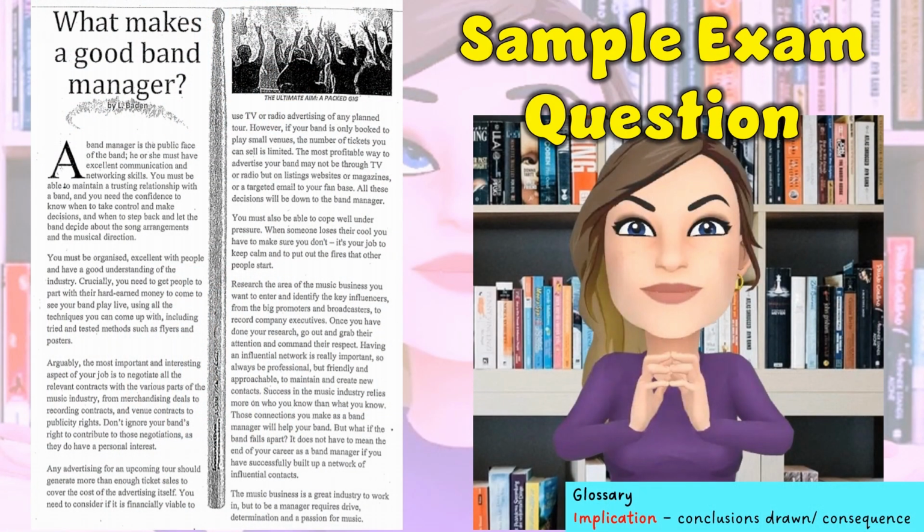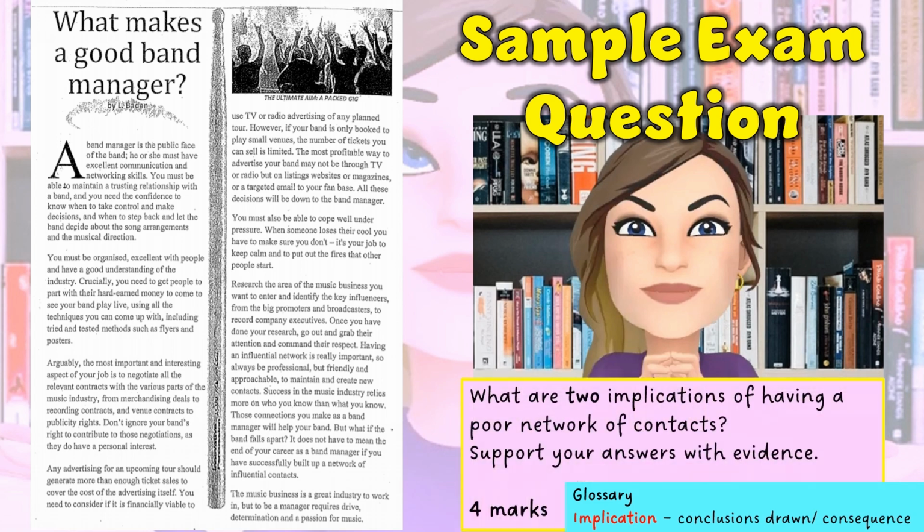Let's look at a sample exam question. This question is taken from a Pearson Level 2 Functional Skills reading paper. What are 2 implications of having a poor network of contacts? Support your answers with evidence from the text. So the text is on the left-hand side here, and you'll see it's worth 4 marks. That means you get a mark for an implication and a mark for evidence to support the implication you've chosen.